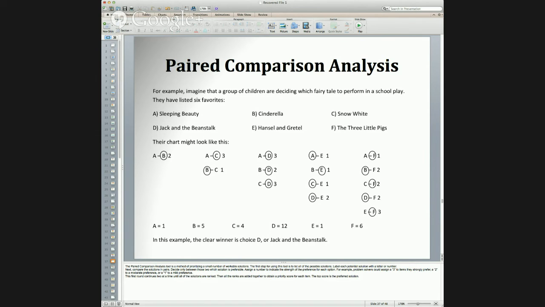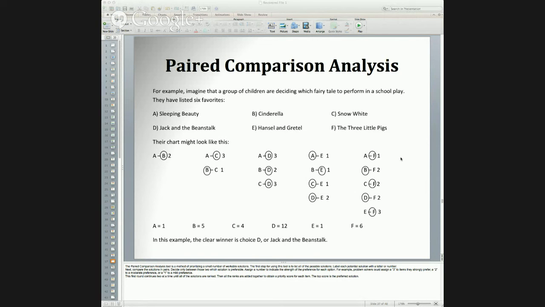For example, imagine that a group of children are deciding which fairy tale to perform in a school play. They have listed 6 favorites. A, Sleeping Beauty. B, Cinderella. C, Snow White. D, Jack and the Beanstalk. E, Hansel and Gretel. F, The Three Little Pigs. Now, their chart may look like this.